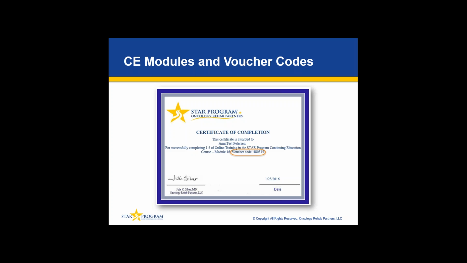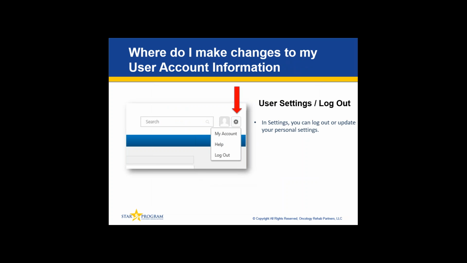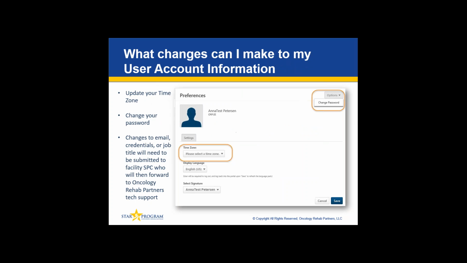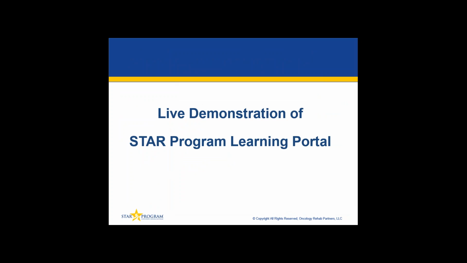the new voucher codes. In the upper right-hand corner, you'll see a gear icon. This gear icon will allow you to change some of your user settings and also allow you to log out for the day. The changes that you can make to your user preferences: you can change your password at any time. You can also change your time zone, which is helpful if you're in a West Coast or the Central Time Zone. Language is always going to be English. Your signature will just change font. It's not something that we actually use.